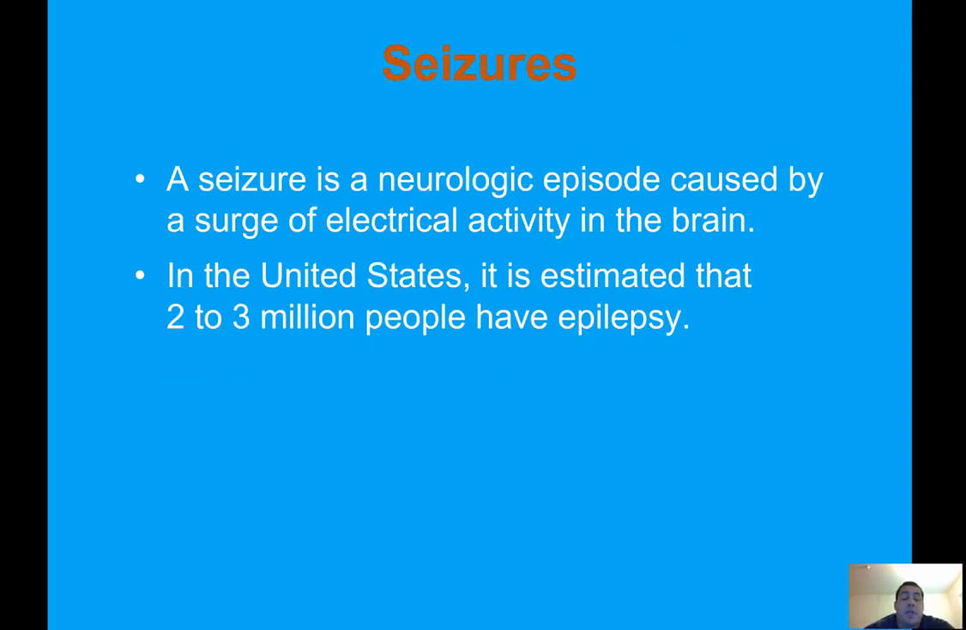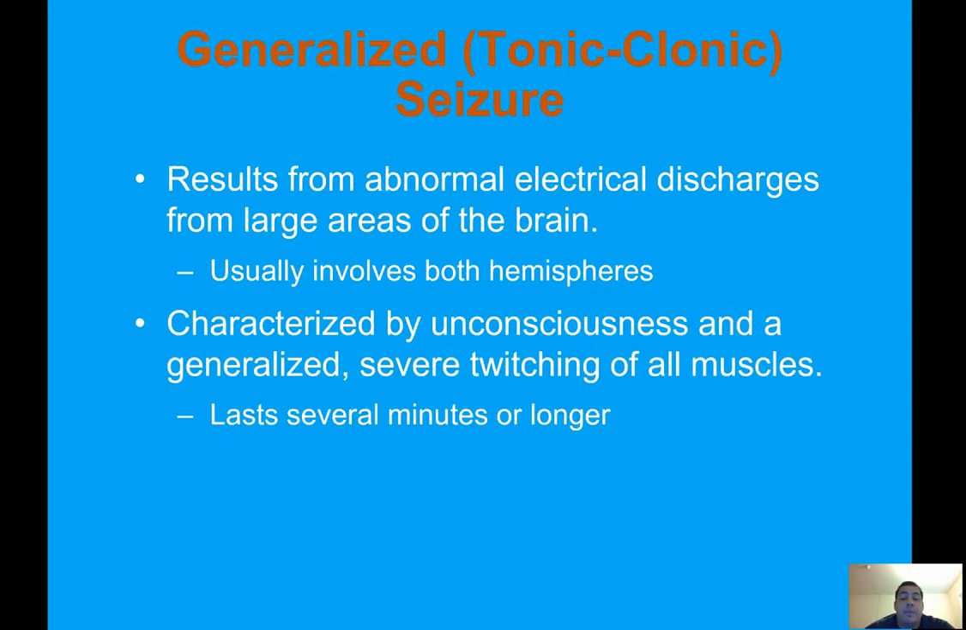So seizures. A seizure is a neurologic episode caused by a surge of electrical activity in the brain. In the United States, it is estimated that 2 to 3 million people have epilepsy or a seizure disorder. Generalized tonic-clonic seizure results from abnormal electrical discharges from large areas of the brain. It usually involves both hemispheres, characterized by unconsciousness and a generalized severe twitching of all muscles. It lasts several minutes or longer.